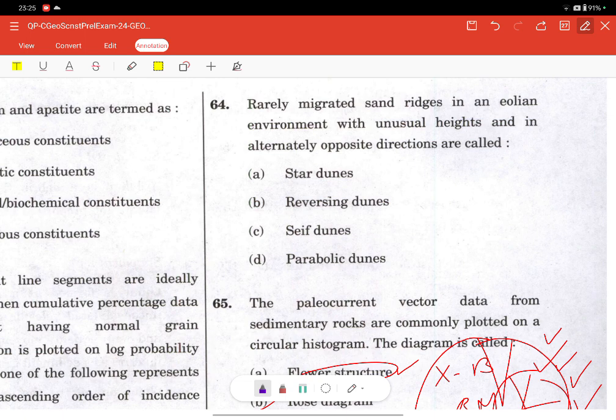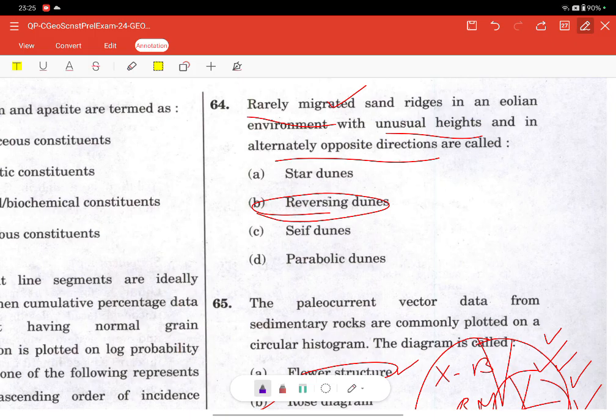So rarely migrated sand ridges in an aeolian environment with unusual heights and in alternate opposite directions is known as what? It is known as the reversing dunes, because the key things that we need to hear are: rarely migrated, which means there is limited net movement; unusual heights, which means vertical buildup is happening; alternate opposite directions, which is the wind reversal.